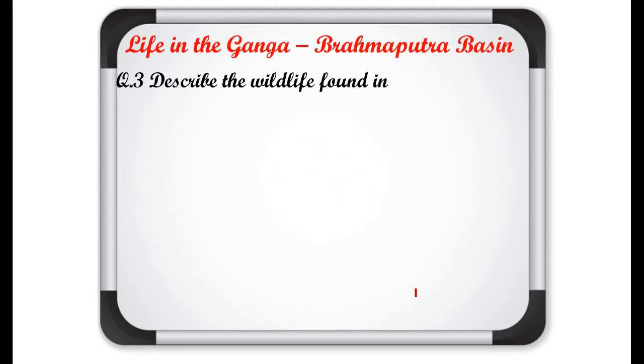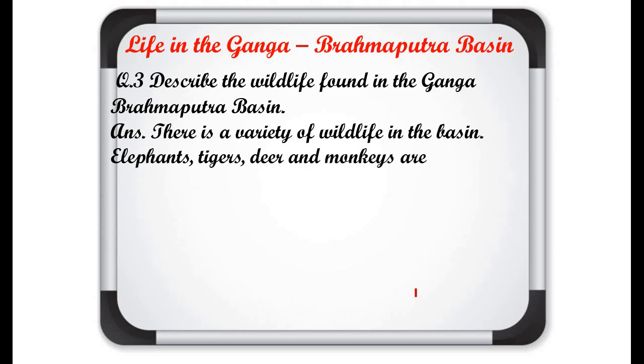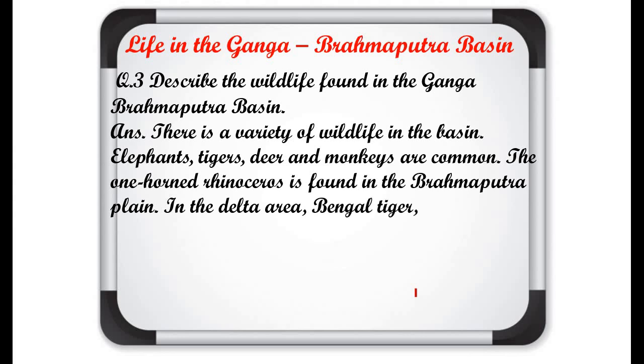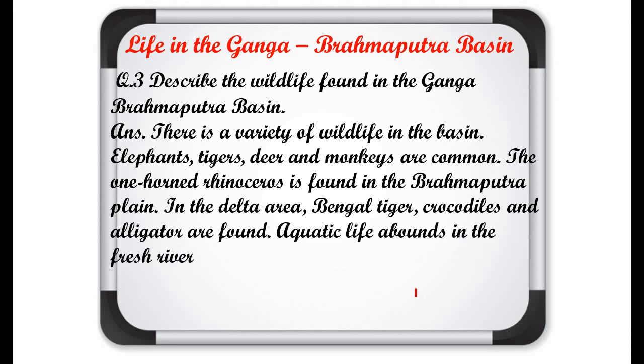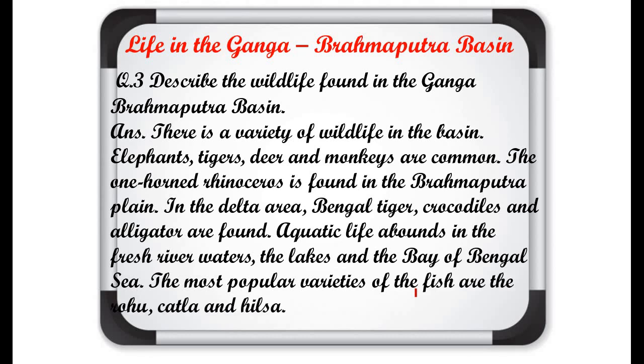Question 3. Describe the wildlife found in the Ganga-Brahmaputra basin. Yes, there is a variety of wildlife in the basin. Elephants, tigers, deer and monkeys are common. The one-horned rhinoceros is also found in the Brahmaputra plain. In the delta area, Bengal tiger, crocodile and alligator are found. Aquatic life abounds in the fresh river waters, the lakes and the Bay of Bengal. The most popular varieties of fish are Rohu, Katla and Hilsa. So this is the wildlife of the Ganga-Brahmaputra basin.